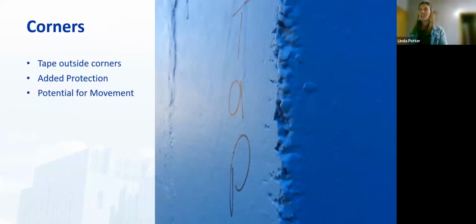When it comes to corners, we want those outside corners taped or some type of liquid or fluid-applied extra around them, because honestly, those corners are what take the beating on projects. So it's extra protection, and there's also more potential for movement there. So account for that. Those are the places that are most susceptible to problems.